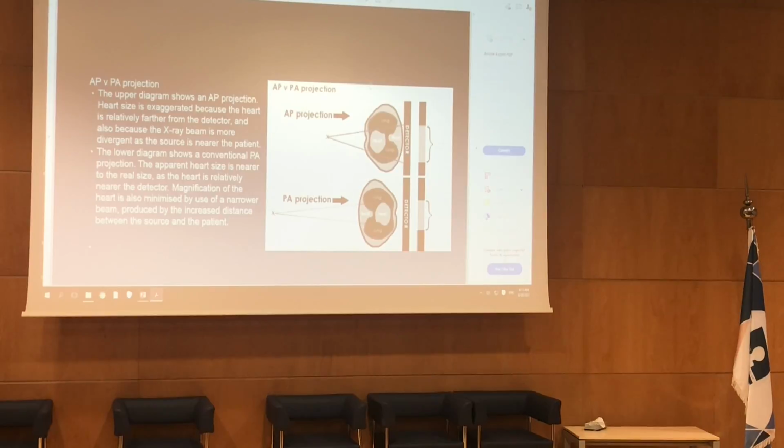Yeah, but still, all these organs or tissue will be magnified if they are farther from the detector. So the heart will be magnified, even if you measure it as 1/3 of the diaphragm. You will. I'll show you an X-ray showing. Maybe it's the next one.